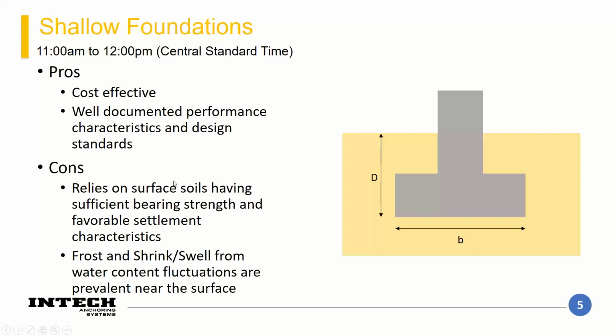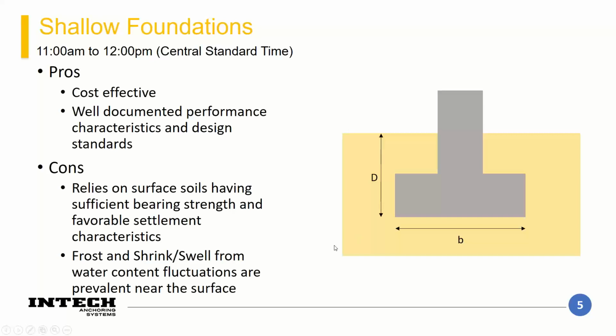So some of the drawbacks of a typical shallow foundation is you're relying on the surface soils having the strength and settlement characteristics that you need for your project. So if your loads are too high or the soils are too compressible, this may not be an appropriate foundation type if you have those situations.